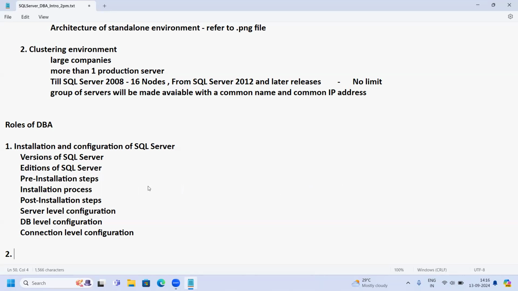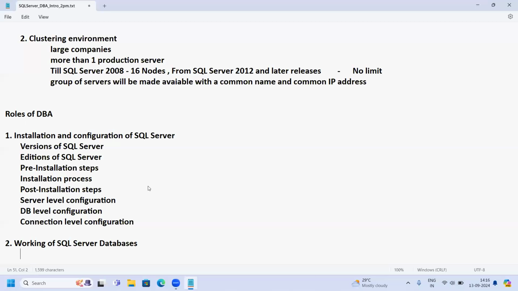Along with that, something very important you need to know is the working of SQL Server databases. First, you need to be very clear on the types of databases. We have three types to study. One category is called system databases. The second category is called practice databases, that is, sample databases. The third category is called business databases, which we create for a particular requirement, for a particular task. So the three types are system databases, sample databases, and business databases.